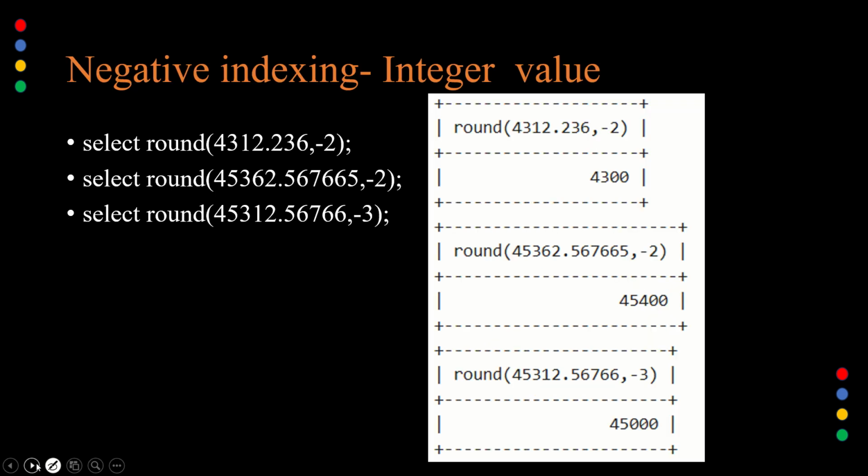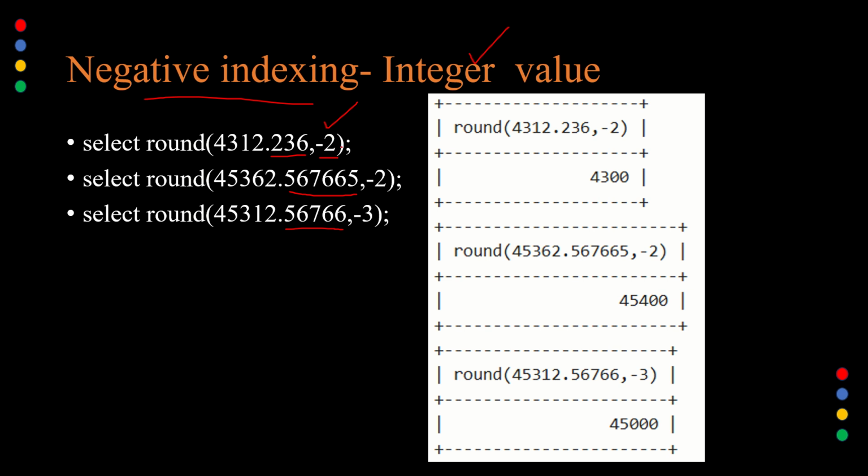Then we will see variations of this round function. If a negative index is given, the answer would be an integer value. We won't have any kind of decimal value. So in this case you can forget about the decimal values. Even if the question has many decimal places, we can forget about all these decimal points. We have to concentrate only on the negative decimal places given.